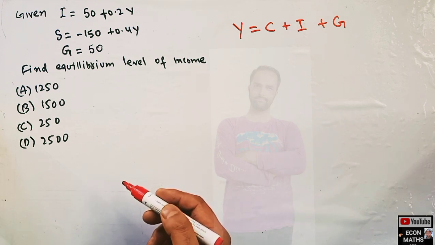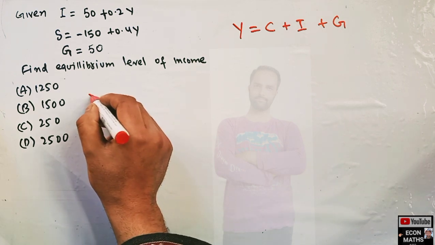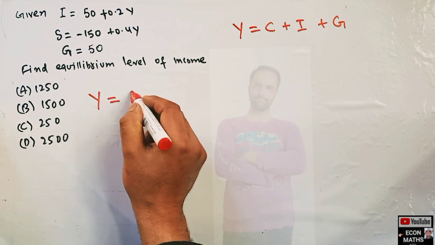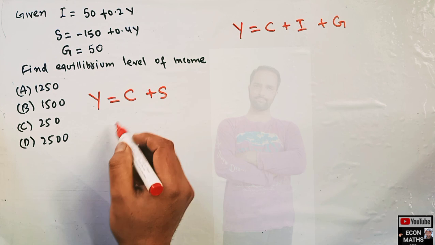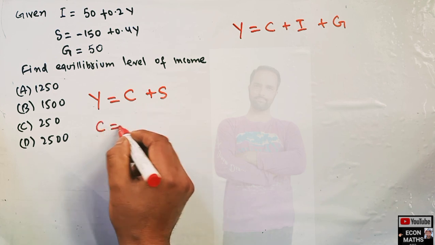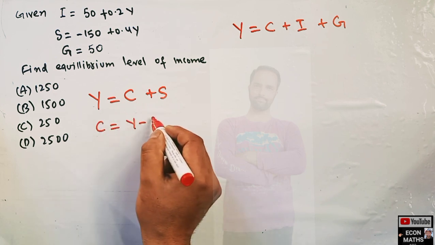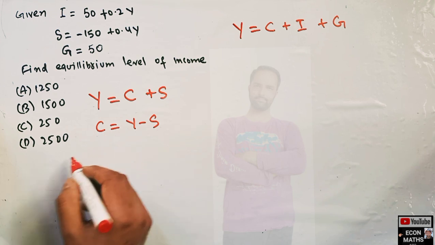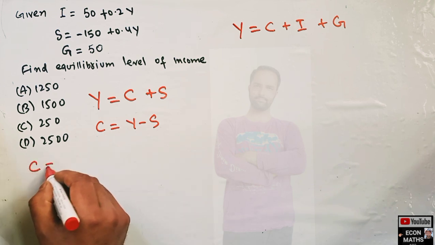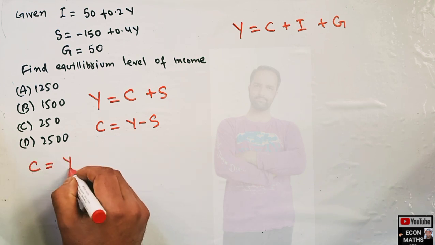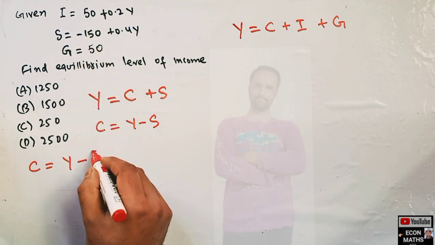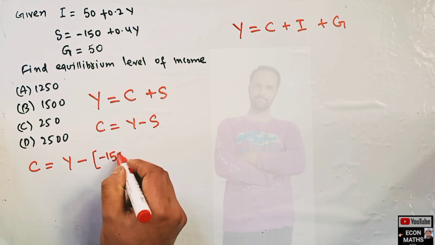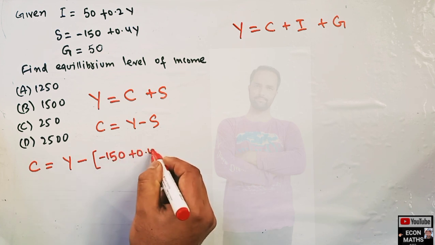So how can we find the consumption function? We know our income can either be consumed or saved. So if we solve this function for c, c is equal to y minus s. So c is equal to y minus, what is our s? S is this function, so let me write it here: y minus (-150 + 0.4y).